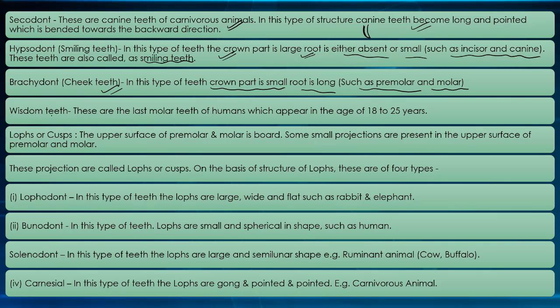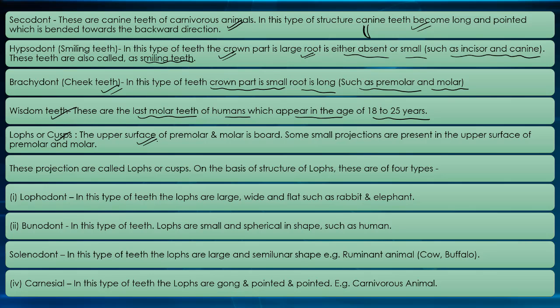Wisdom teeth are the last molar teeth of humans, which appear at the age of 18 to 25 years.